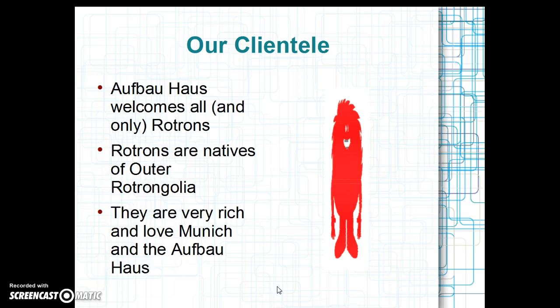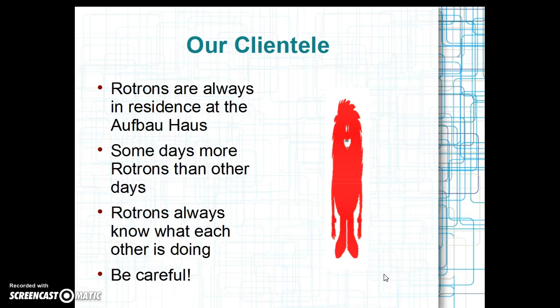Aufbau Haus welcomes all and only what are called Rotrons. These are imaginary natives of outer Rotrongolia. Rotrons are very rich, and they love to come to München, and they love to stay in the Aufbau Haus. In fact, that's the only hotel they'll stay in. Rotrons are always in residence at the Aufbau Haus. Some days there are more Rotrons than other days. Rotrons always know what other Rotrons are doing. They're not terribly sociable, and they are very, very up on it. So we must be very careful in handling them.